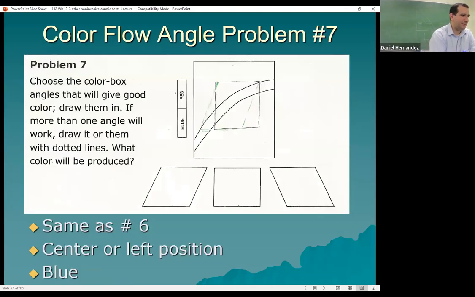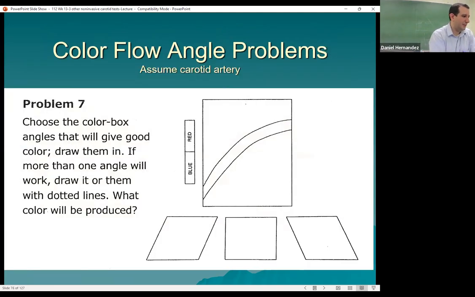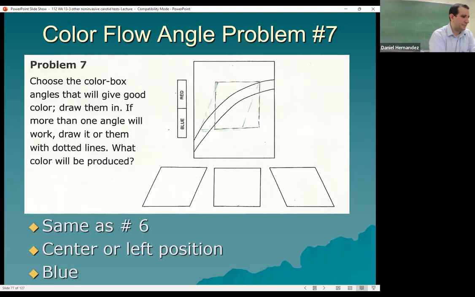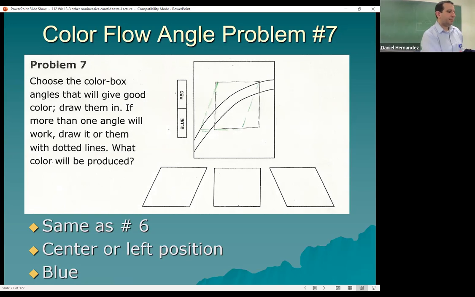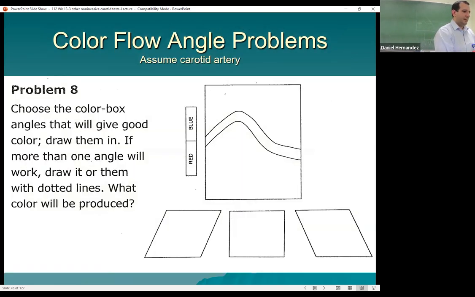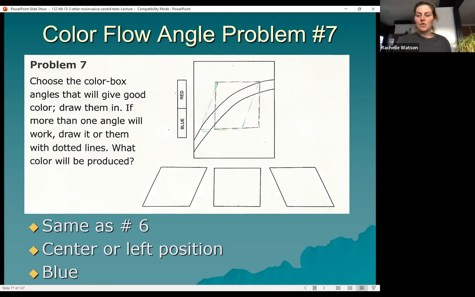So again, straight and then steer towards the most dependent portion of that vessel. Assuming this is a carotid artery again, these are going to be blues now. Color would be blue. That would still be straight, even though it looks like 90 degrees where it starts.